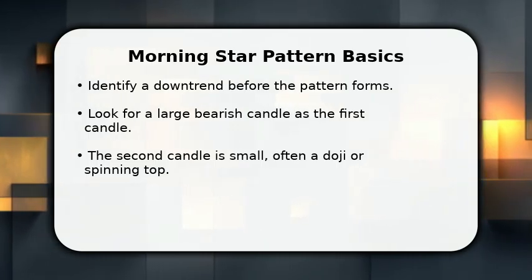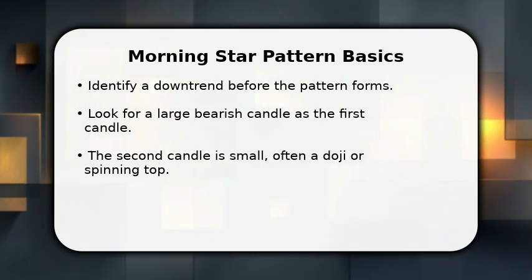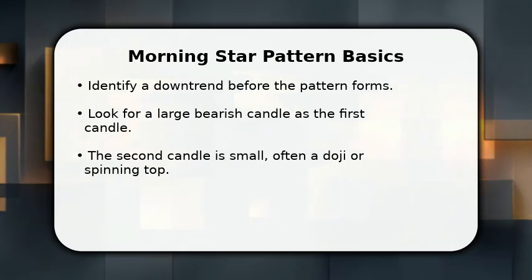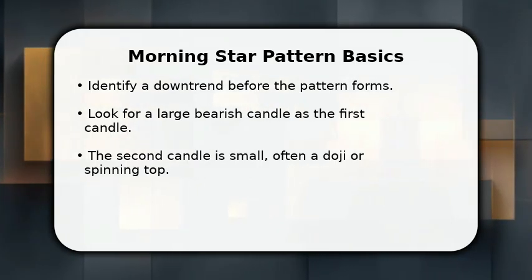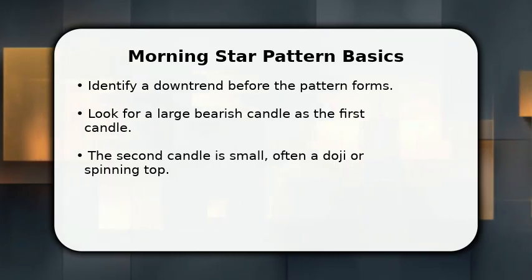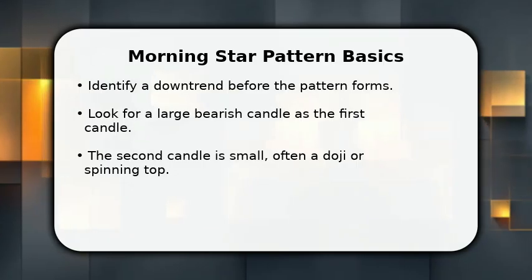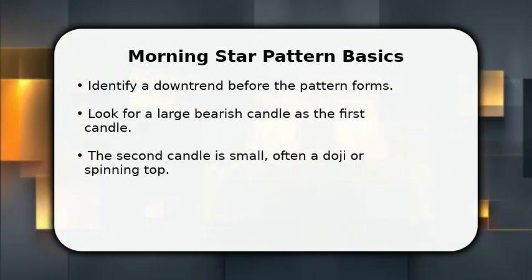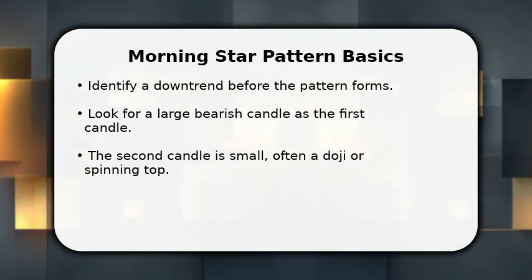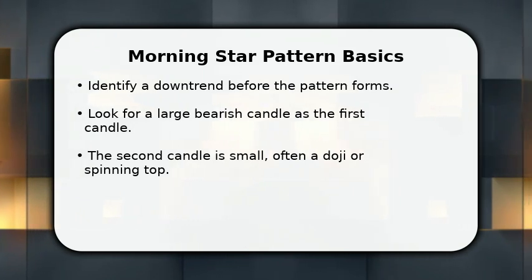The first candle is a long bearish one, continuing the downward momentum. Next, a small-bodied candle like a doji or spinning top appears, indicating indecision. Finally, a strong bullish candle emerges, closing well into the first candle's body, confirming a shift in sentiment.